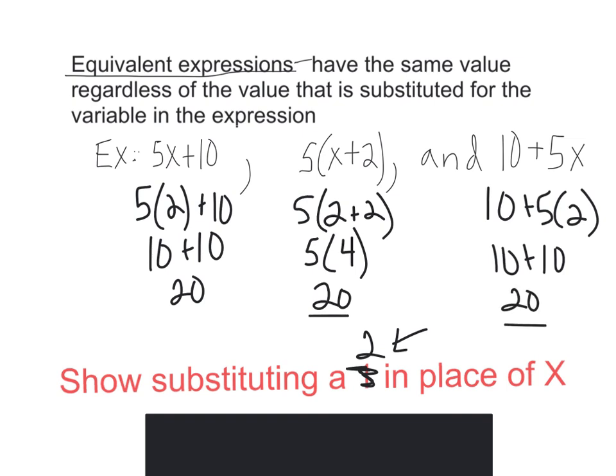So if you notice, in all 3 cases we got the same thing, and you might say, well, you picked what number it is. Well, that's fine. You can pick whatever number you want. If you want to try 10, if you want to try 1,000,000, if you want to try -7.5, if they're equivalent expressions, whatever number you put in place of the variable, you'll get the same answer when you simplify that and work it out.